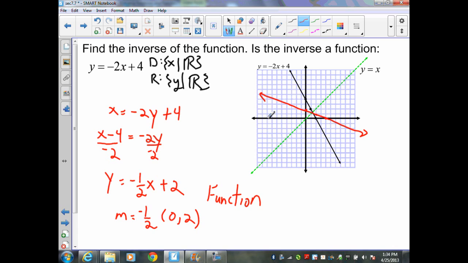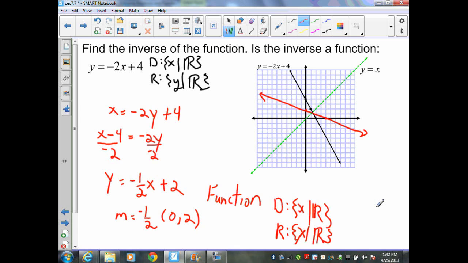My domain of the inverse, my x values, all real numbers again, and the range of my inverse, again, all real numbers.